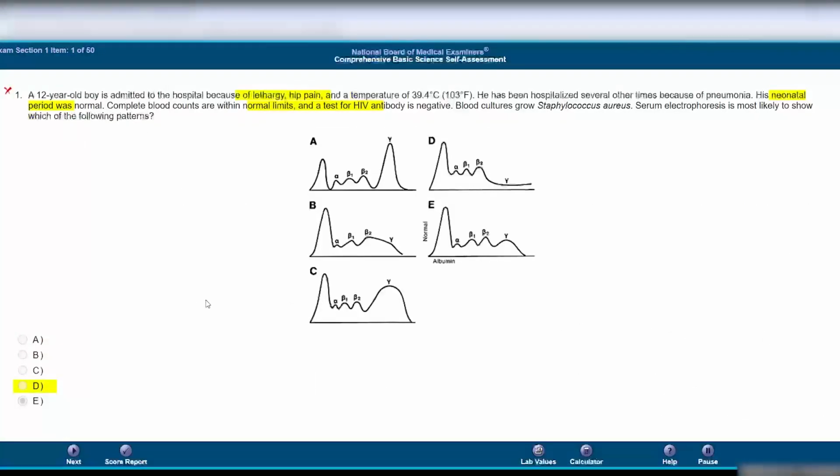So yeah, anytime you get a boy that has a bunch of infections, right, in a pediatric population, you have to be thinking about some kind of immunodeficiency. Especially with a boy, right, Bruton's immunodeficiency. So that has a lack of gamma globulins, right? Mm-hmm.